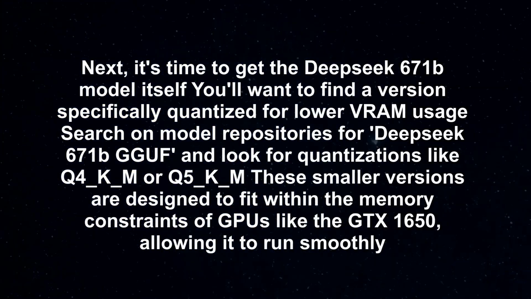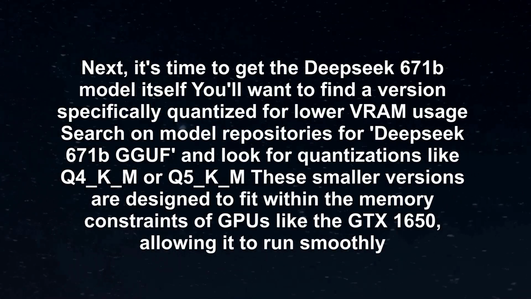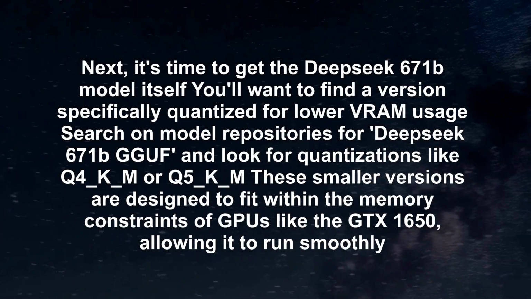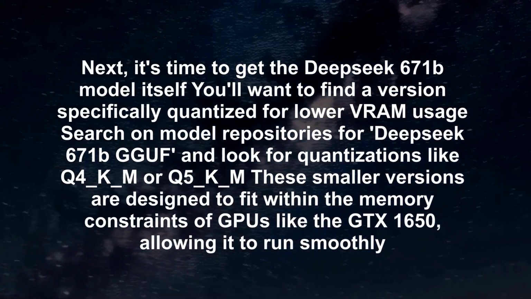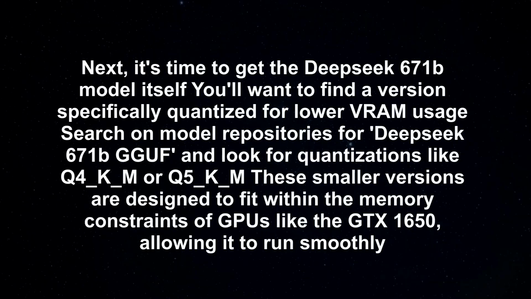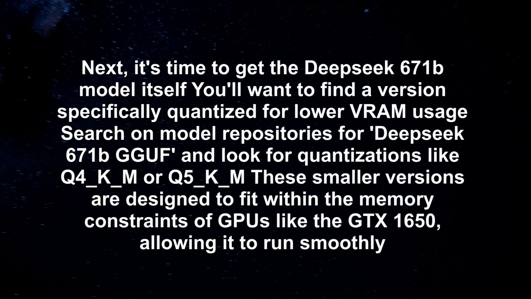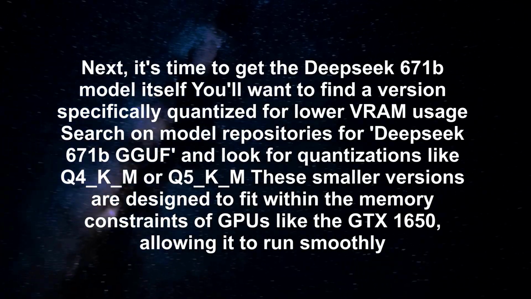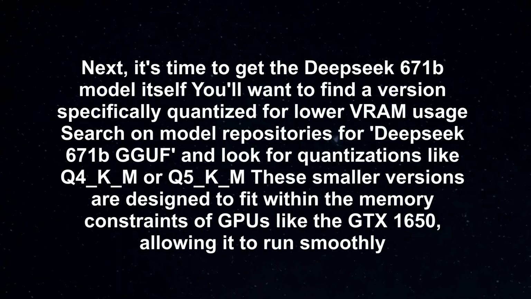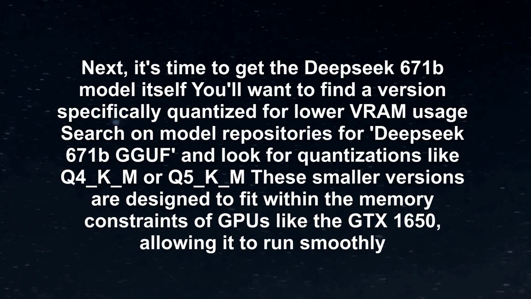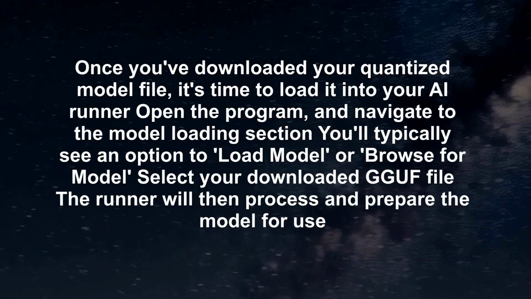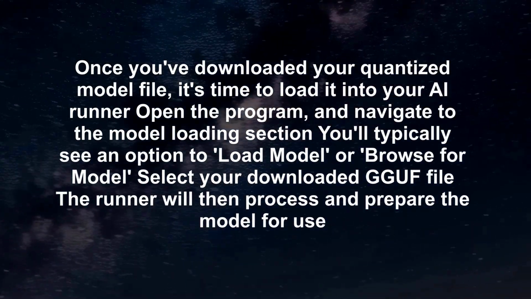Next, it's time to get the Deepseek 671b model itself. You'll want to find a version specifically quantized for lower VRAM usage. Search on model repositories for Deepseek 671b GGUF, and look for quantizations like Q4KM or Q5KM. These smaller versions are designed to fit within the memory constraints of GPUs like the GTX 1650, allowing it to run smoothly.